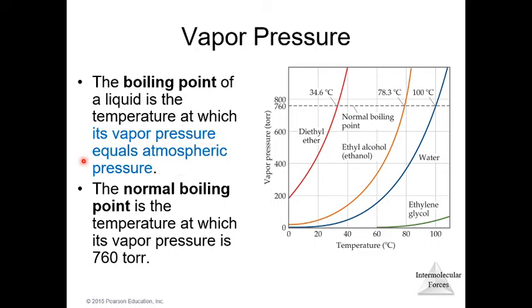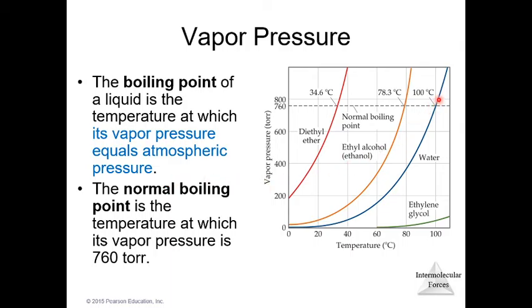So as atmospheric pressure goes down, the boiling point will go down. That's why you have your high altitude directions when you make your brownies. If you're up at Big Bear and you're making brownies, you've got to follow those high altitude instructions or you're going to get lousy brownies.